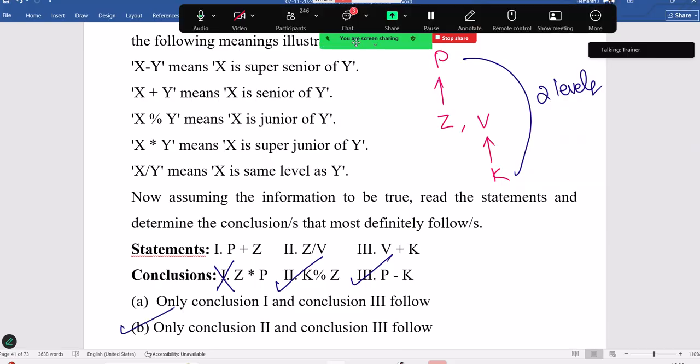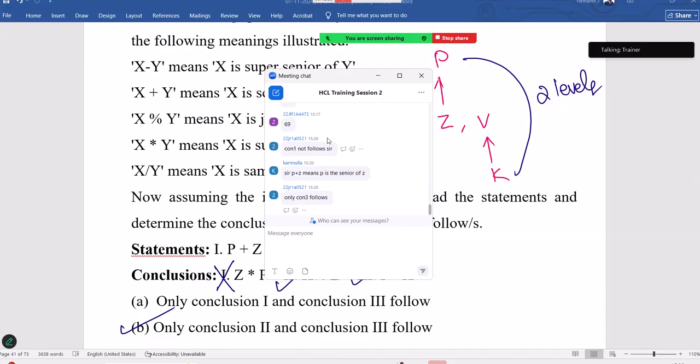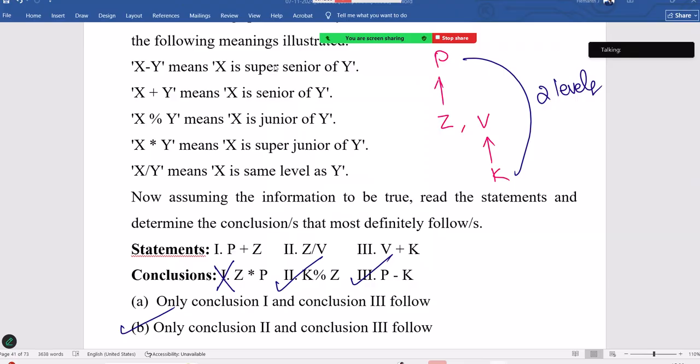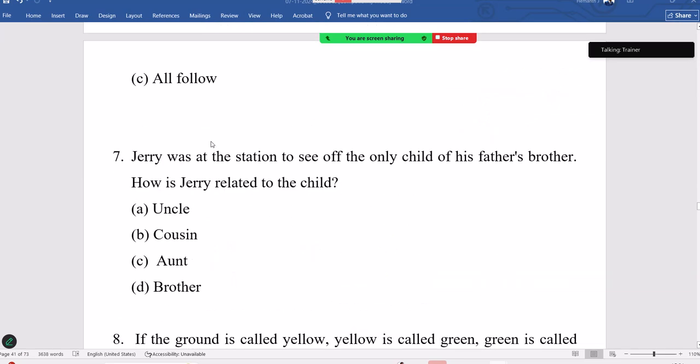So the first one, P plus Z means P is senior of Z. So we just map the answer, okay, only 2 and 3 follow. P plus Z, P is senior of Z, not super senior. V is junior of K. Z and V are same level. Now K is junior of Z or K is junior of V. K is super junior of P or P is super senior of K. All these are correct only. So only 2 and 3 follow. First one wrong. Statements and conclusions. Now this question was also given in your exam.